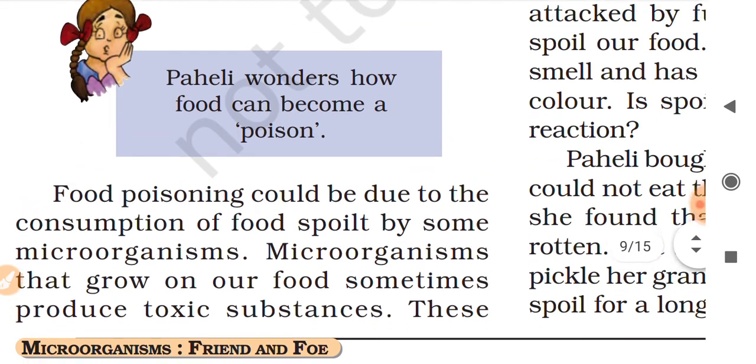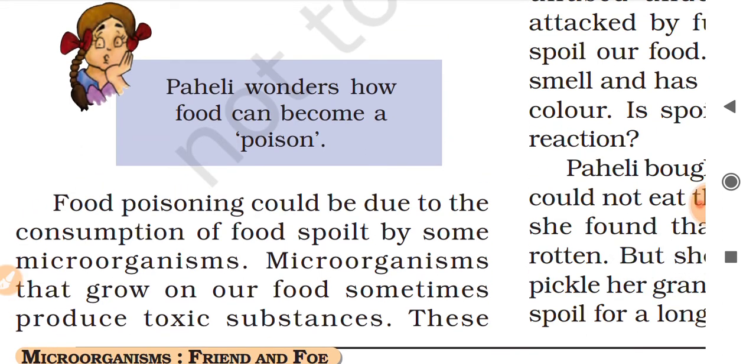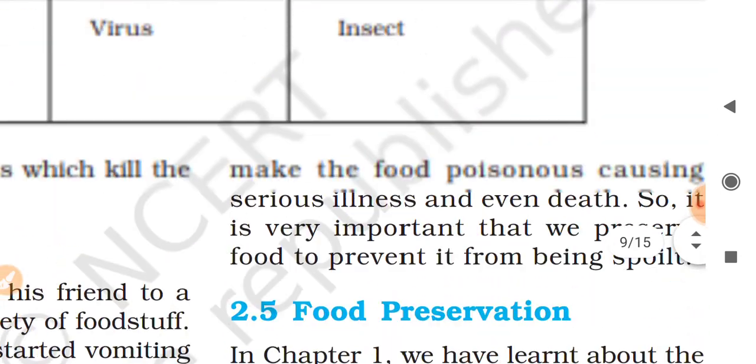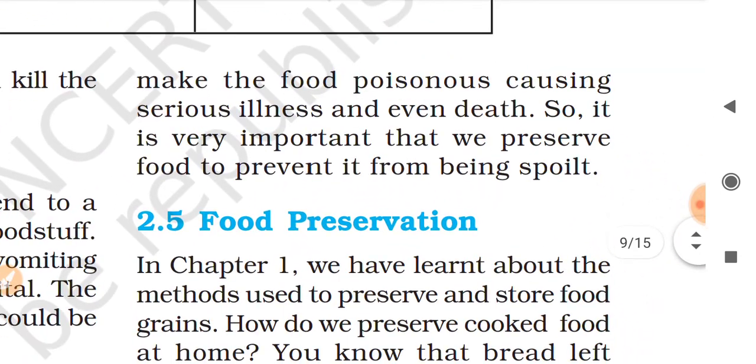Food poisoning could be due to the consumption of food spoiled by some microorganisms. Microorganisms that grow on our food sometimes produce toxic substances. These make the food poisonous, causing serious illness and even death. So it is very important that we preserve food to prevent it from being spoiled.